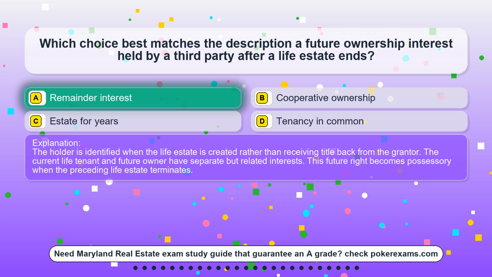The holder is identified when the life estate is created rather than receiving title back from the grantor. The current life tenant and future owner have separate but related interests. This future right becomes possessory when the preceding life estate terminates.